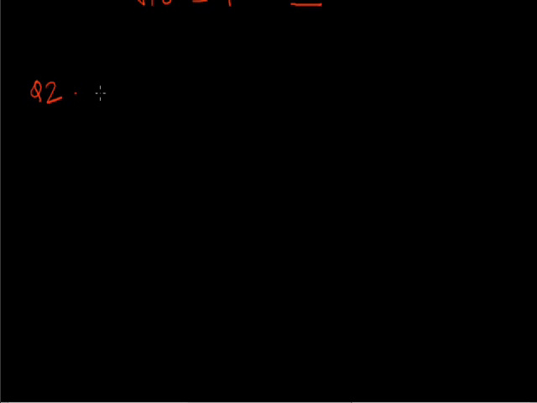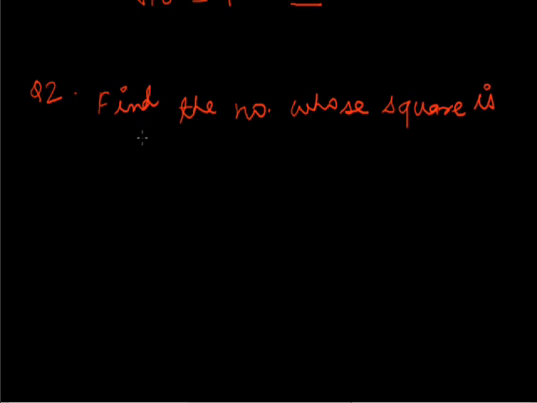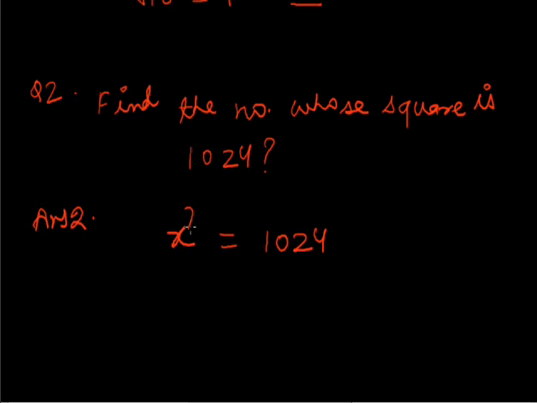Now sometimes you may be asked questions like this: find the number whose square is 1024. Let the number be x. Written as find the number whose square is 1024, this gives x squared, or x squared is equal to 1024.